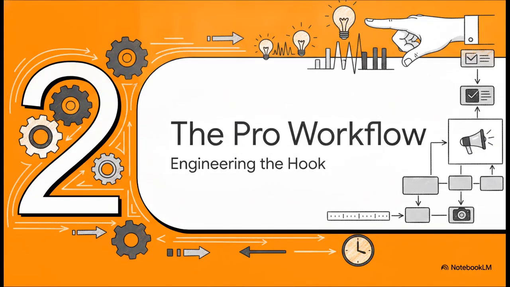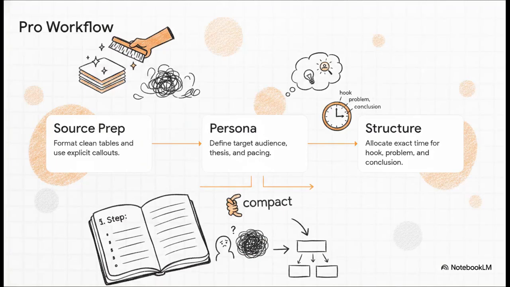Okay, moving on to section 2, the pro workflow and engineering the perfect hook. Listen, you really don't want to just hit generate and cross your fingers. The AI is super powerful, but it still absolutely needs a director. You've got to clean your inputs, fix those messy tables, explicitly script your first 5 seconds so you prevent the model from wasting precious time on fluff.